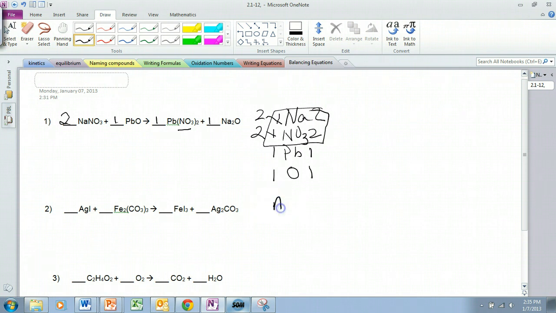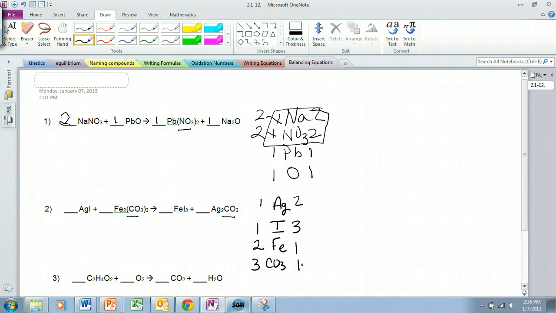We have Ag, we have I, we have Fe, and we have CO3. And since CO3 again has not changed on the 2 sides of the equation, I am not going to break it apart. So I have 1 silver, I have 2 irons, I have 1 iodide, and I have 3 carbonates. I have 2 silvers, 3 iodides, 1 iron, and I have 1 carbonate.